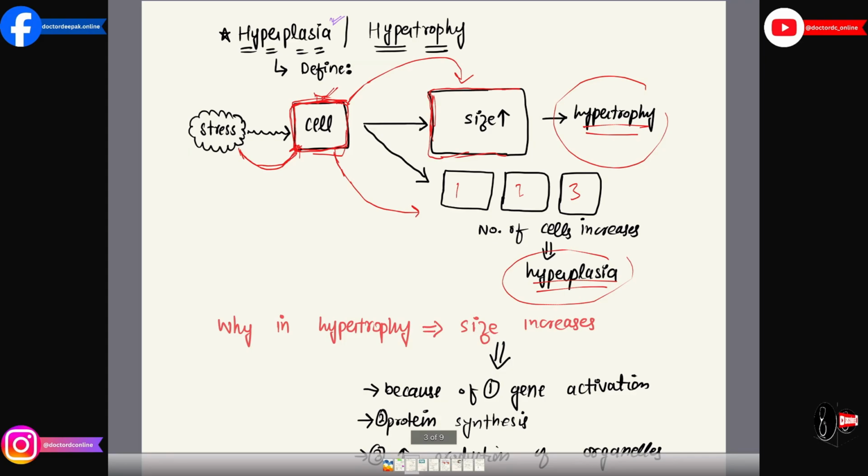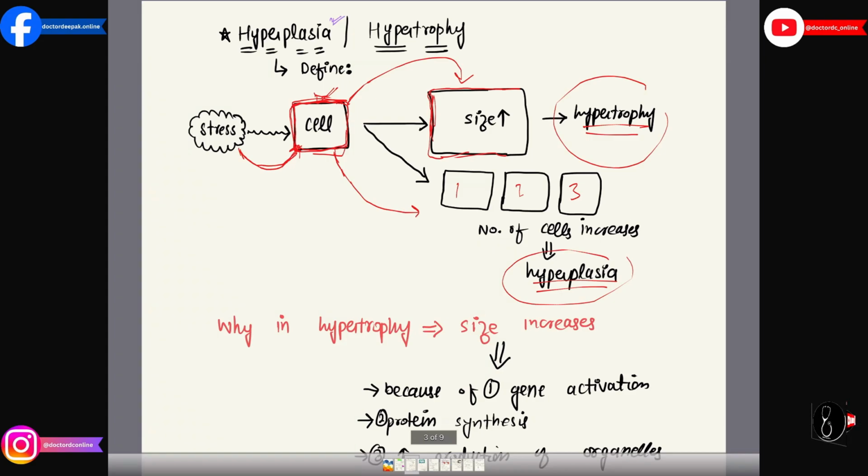So that's why I am trying to explain all the basic terms in the first lecture, so that before starting the system, we must learn the basic terms or basic principles. So this is an example of, we can say, hypertrophy and hyperplasia.